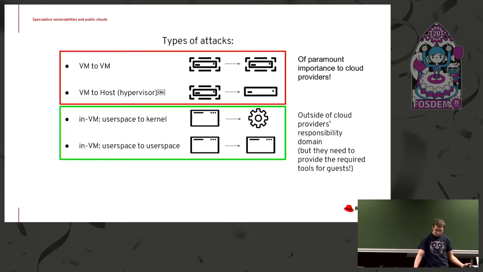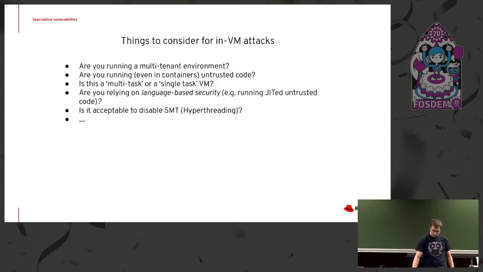The answer is, again, it depends. The cloud providers think that it's a little bit outside of their domain of responsibility. They don't guarantee you anything because there are multiple types of attacks which can be mounted inside the VM. But they still sometimes need to provide you some tools so you can actually mitigate some of these vulnerabilities in your VMs. So when do you need these tools? It very much depends on what's happening inside your VM. You have to answer questions like: is it a single tenant or a multi-tenant VM? Is it a single task VM which basically runs one application, or do you have multiple applications running there? Are you relying on language-based security, or is there a jitted environment there? And is hyper-threading actually important for you?